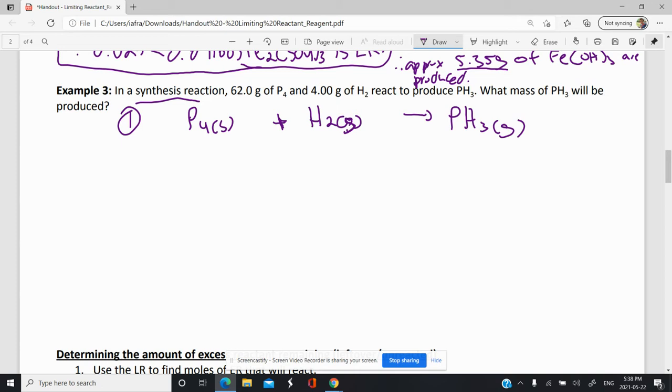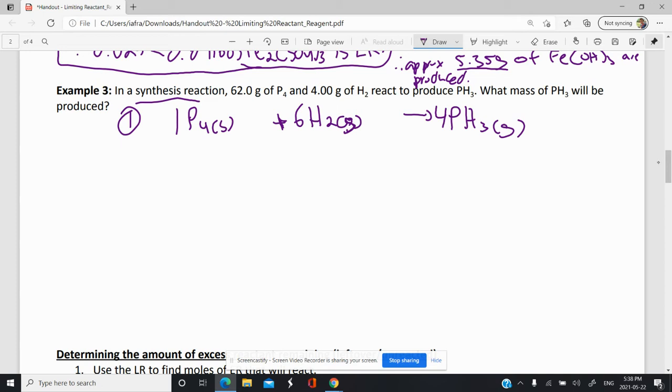So let's go ahead and take a look at if this is balanced or not. So we have 4 P's. We should have 4 P's here as well. So that'll be 12 H's though. So we have to put a 6 there. So 1, 6, and 4. And I believe now everything is fully balanced.